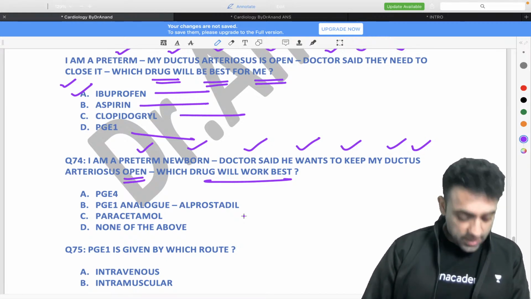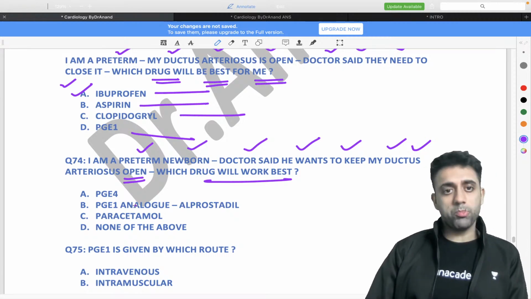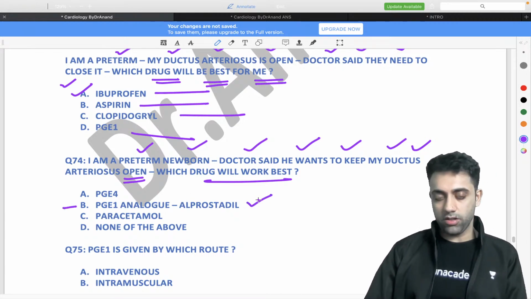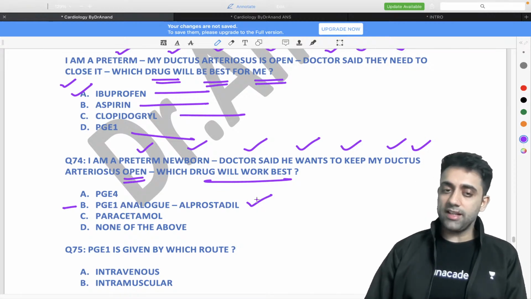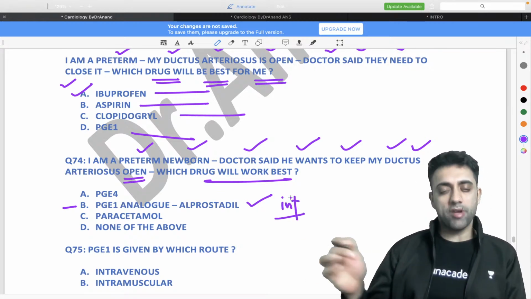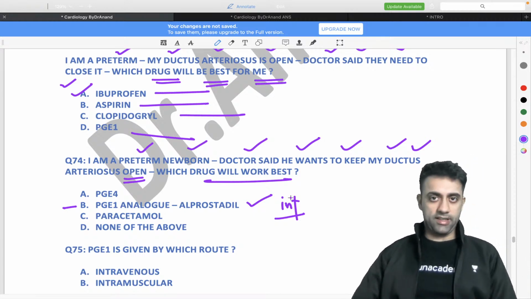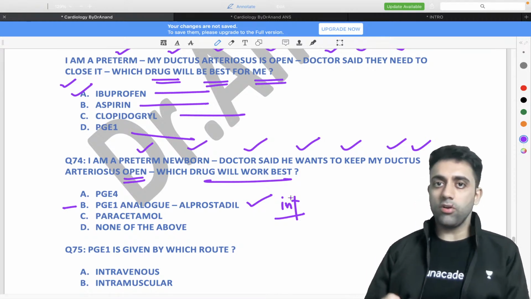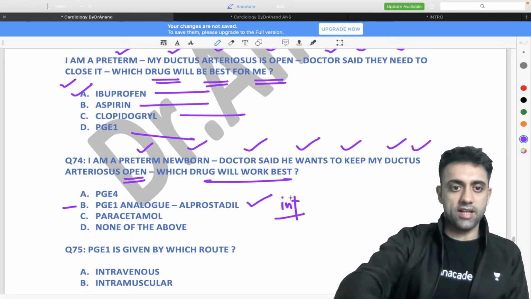Very good. Exactly. If you want to keep my ductus arteriosus open, please give me PGE1 analog. You will give me PGE1 analog, that is L-prostadil. We give it through an infusion pump. The dose is about 0.1 microgram per kg. We give it by infusion pump. We had given it only once. And normally PDA opens well with ibuprofen.